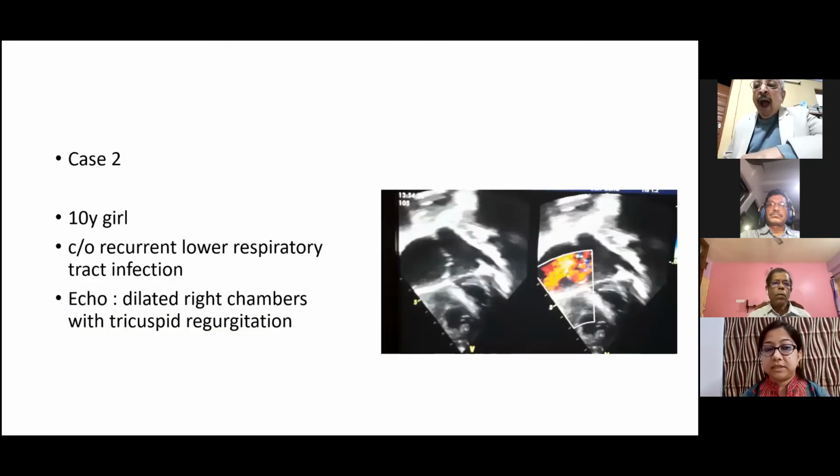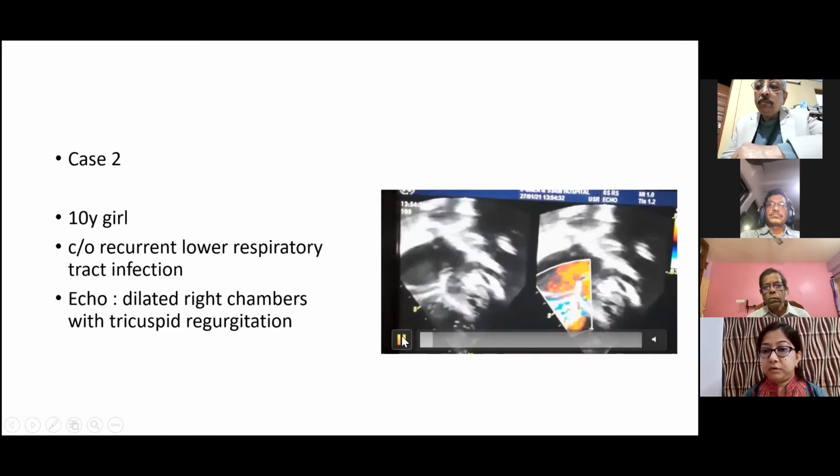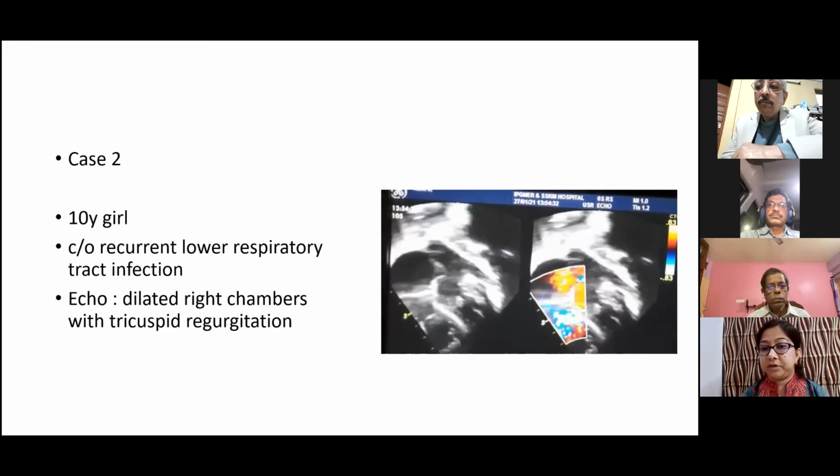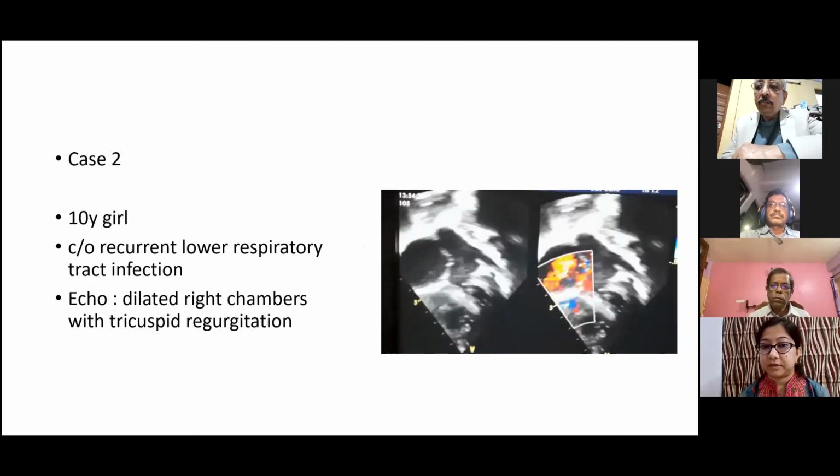The second case was a 10-year-old girl who presented with recurrent cough and cold, and there were dilated right chambers with tricuspid regurgitation. On seeing the tricuspid regurgitation, it was found to be secondary to the RA and RV dilatation, which was secondary to the atrial septal defect.